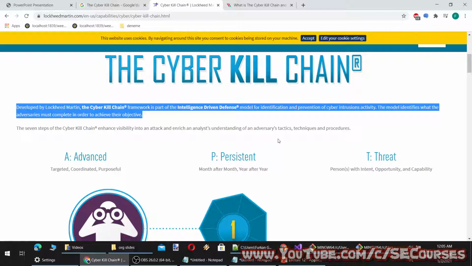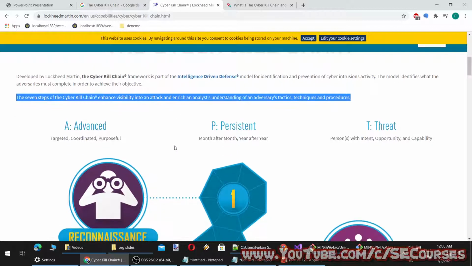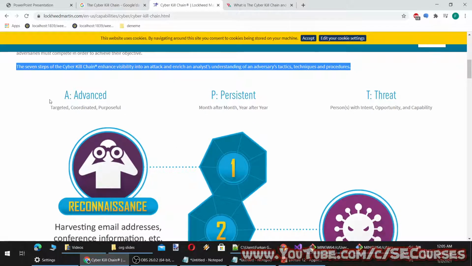Developed by Lockheed Martin, the Cyber Kill Chain framework is part of the intelligence-driven defense model for identification and prevention of cyber intrusion activity. The model identifies what the adversaries must complete in order to achieve their objective. The 7 steps of the cyber kill chain enhance visibility into an attack and enrich an analyst's understanding of an adversary's tactics, techniques, and procedures.